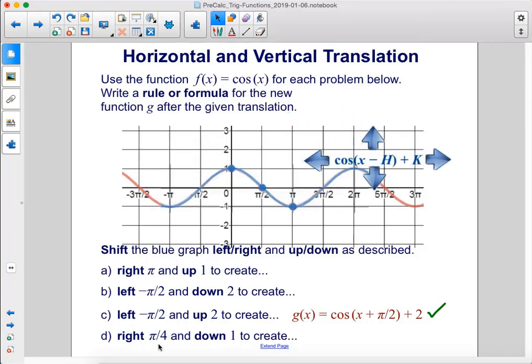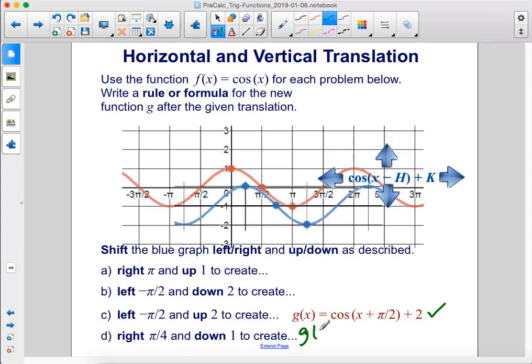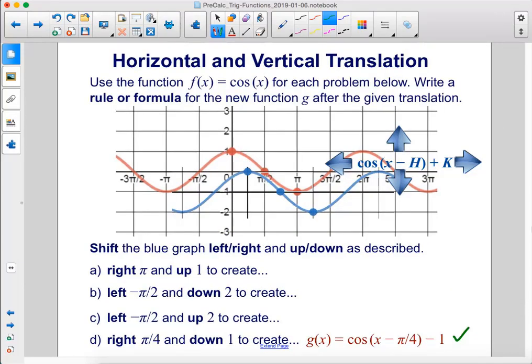We're going right pi over 4. So pi over 4 is half of one box. So I'm looking at this point. I'm going to move it just right there. And then down 1. The equation for this will be cosine of x minus pi over 4 since h is positive pi over 4. And then we move down 1. So minus 1. And there you go.